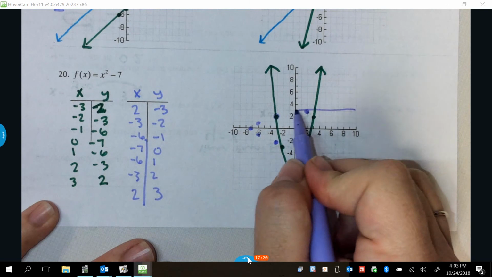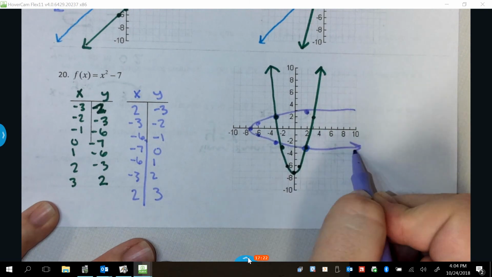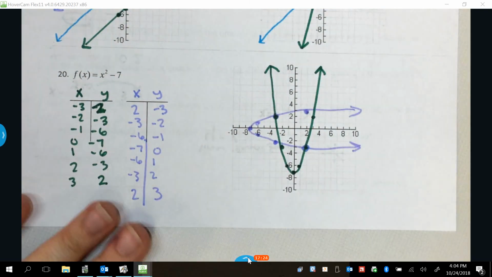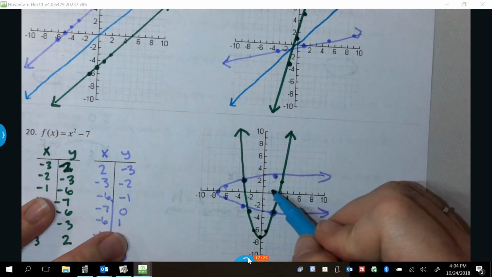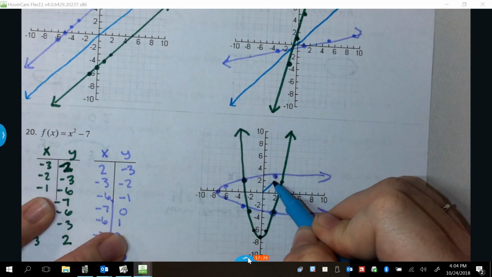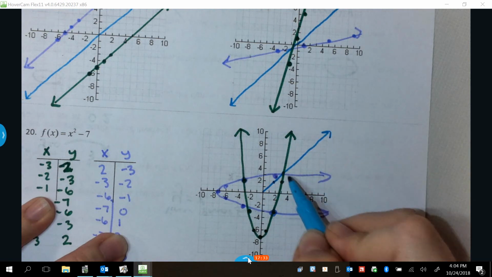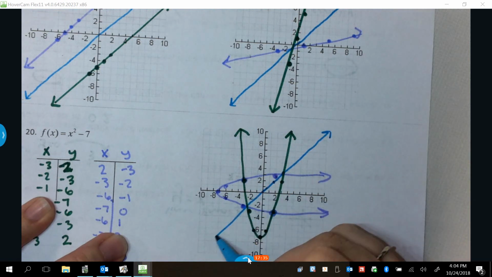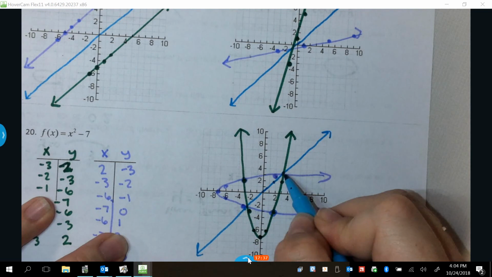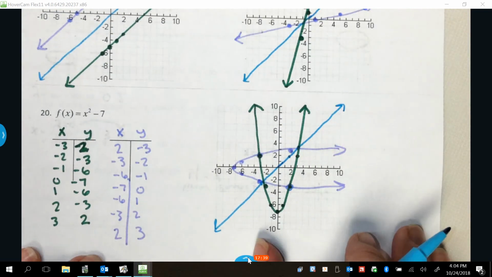Here is my reflection. So again, if I draw my reflection line, they should always touch on my reflection line. See how they touch on my reflection line? So this is the inverse, and there is my answer.